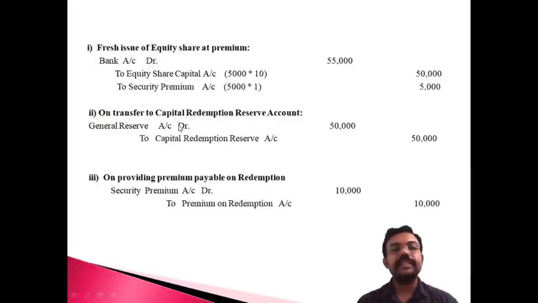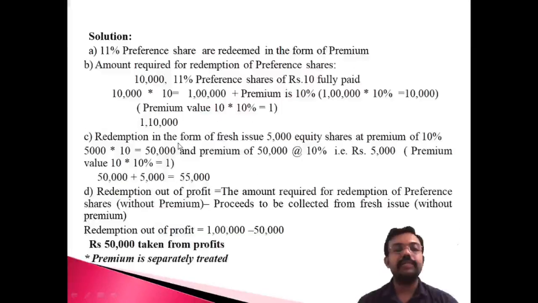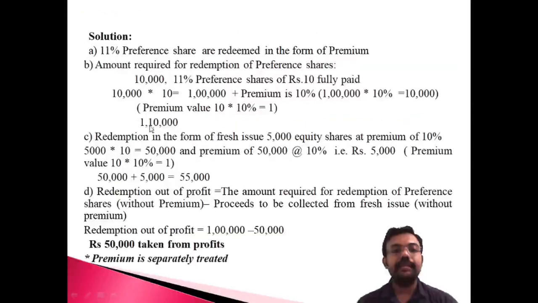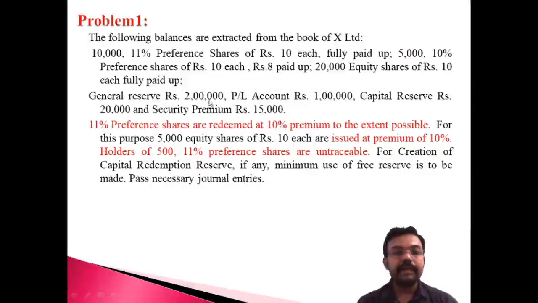And here the next entry, the premium, because we are redeeming the 11% preference shares at the premium. The premium is always treated separately. The amount required for the premium is 10,000. 10,000 is the amount required for the premium, and we have the security premium account. We have the security premium account, 15,000, and we can take the premium from it and give it separately.